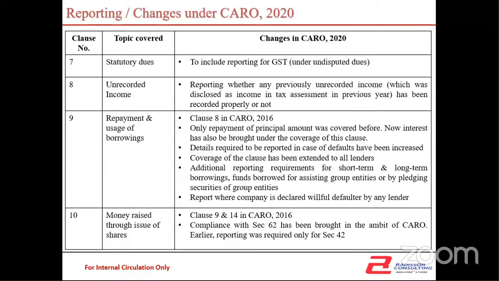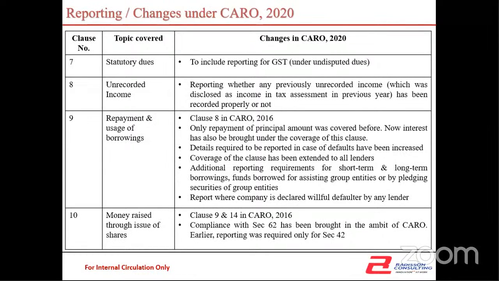Next point, coverage of the clause has been extended to all the lenders. In CARO 2016, only 4 types of lenders were covered. That is banks, government institutions, financial institutions, and debenture holders. Any other parties other than these 4 were not covered. So now the extension has been made to all types of lenders. So now even if a loan is taken from a proprietorship, private company, partnership firm, or any other corporate entity or non-corporate entity, that reporting will be covered here.